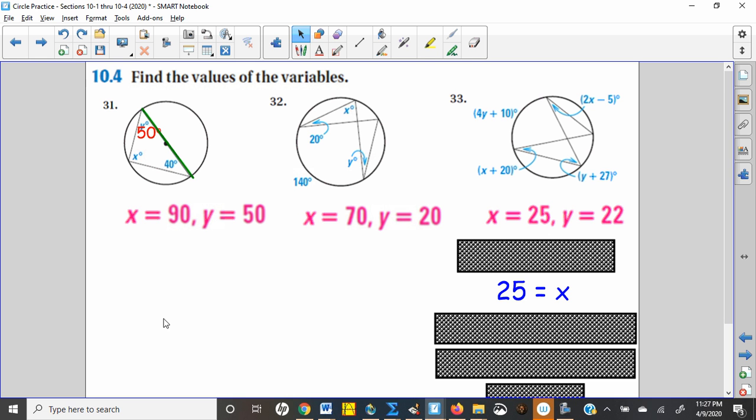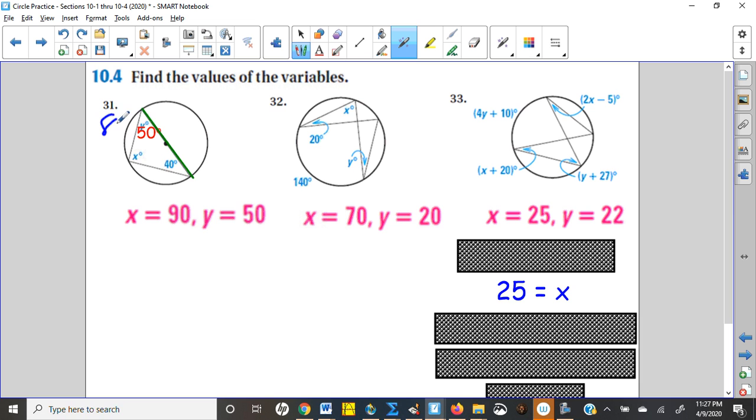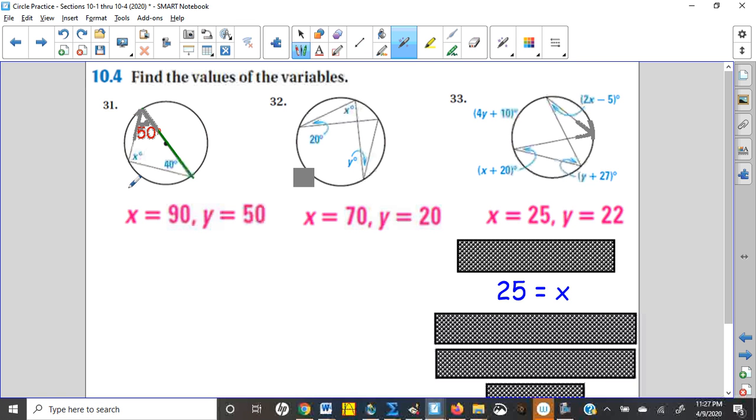I didn't mean for that 50 to uncover, but you probably could have gotten that if you did this 40 multiplied by 2. The inscribed angle is half the arc, so this would have been 80. And then we just said this is a semicircle, and so 180 minus 80 would be 100. And if this is 100, half of that is 50. So I guess you could have gotten that 50.